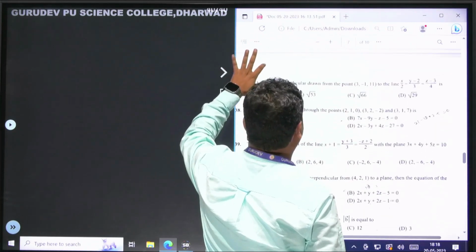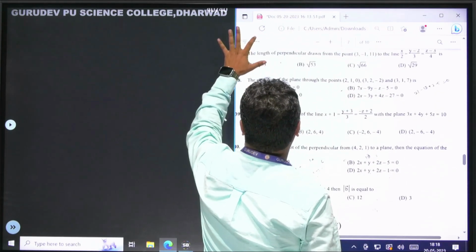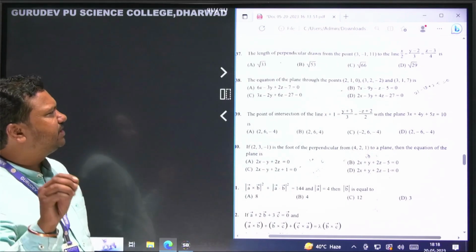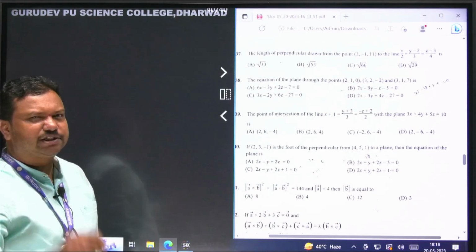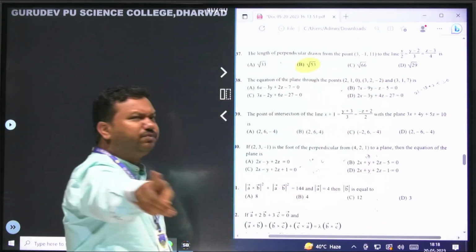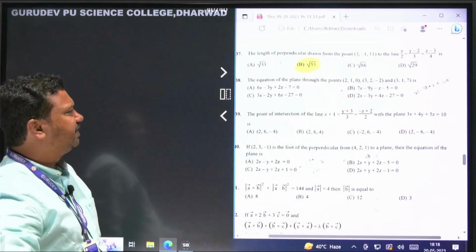37th question. Okay. So it's a standard question. The length of the perpendicular drawn from the point 3 minus 1 1 ... class ಅಲ್ಲಿ solve ಮಾಡುವಂತ inside textbook question ಇದು. So your answer in this case is root 53. Root 53 is the right answer.